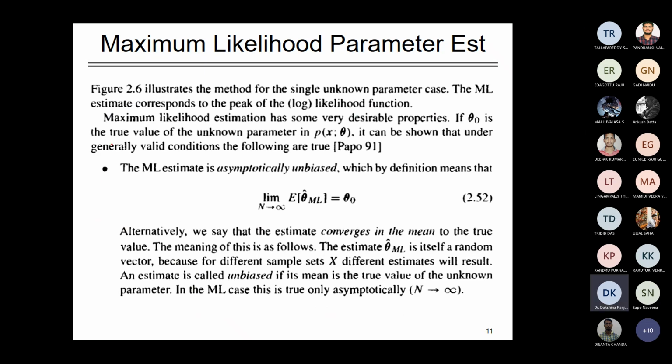The maximum likelihood estimation has some very desirable properties. If theta 0 is the true value of the unknown parameter in p of x parameterized by theta, then it can be shown that under generally valid conditions the following are true. So we can have some properties of the maximum likelihood function. Now why is theta 0 called the true value? If theta 0 is the true value of the unknown parameter in this likelihood function, then it can be shown that under such valid conditions the following are true.